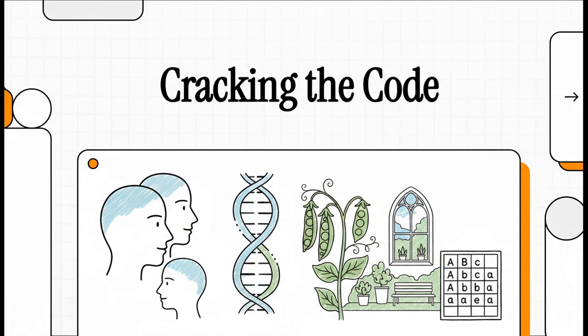Have you ever looked in the mirror and thought, I have my mom's eyes, or I definitely got my dad's smile? Well, the reason why is all thanks to a hidden code, a set of rules for life itself. And what's amazing is that this code wasn't cracked in some futuristic lab, but in a quiet monastery garden over 150 years ago. Today, we're going to crack that code together.